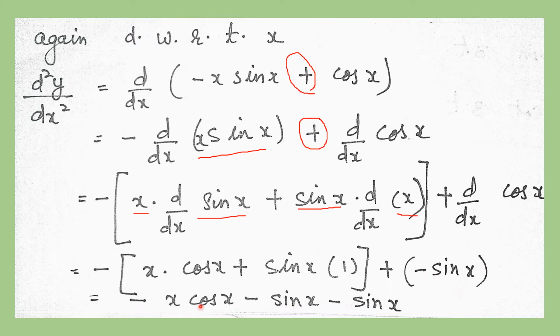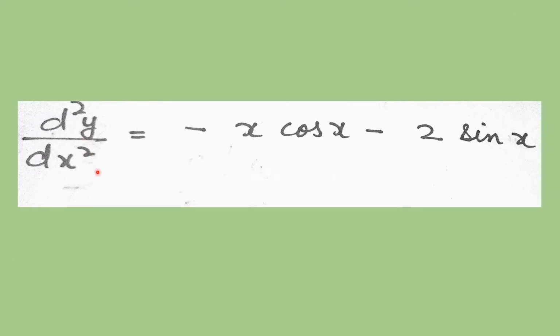Now what you do is, please open the bracket. You will get minus x cos x. This minus is multiplied by the entire bracket. You will get minus x cos x minus sin x, plus minus sin x will again be minus sin x. So one more step is left. What you can write is d square y upon dx square is equal to minus x cos x minus 2 sin x. This is the answer to question number 3, which was again a very simple one.